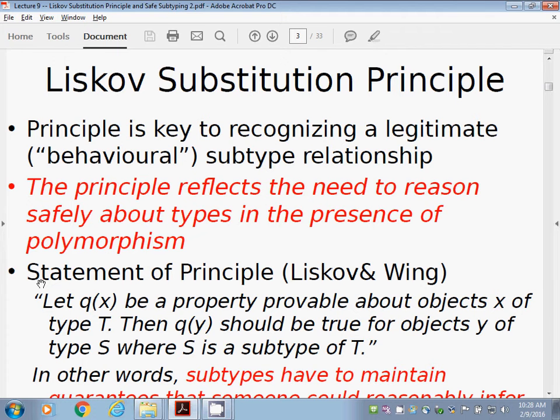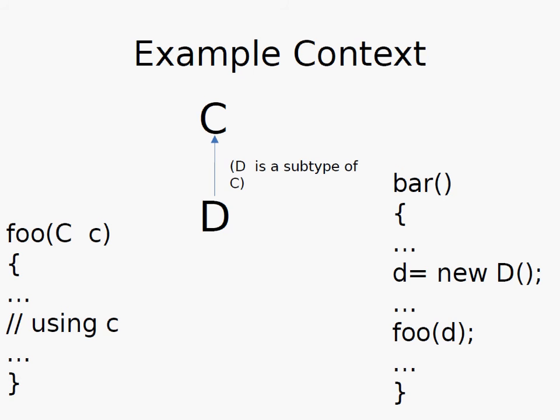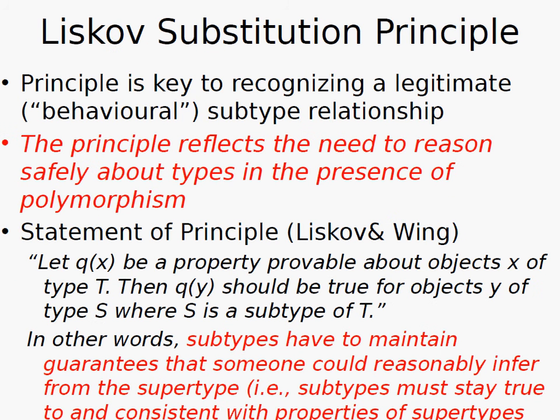Okay, so the Liskov substitution principle, ladies and gentlemen, provides a principle which allows us to reuse the supertype in a safe fashion by recognizing what a legitimate subtype is. It basically prevents us from creating inadvertently a fraudulent subtype that is going to break our system. That's going to break this code for foo, for example. It's going to violate its assumptions.